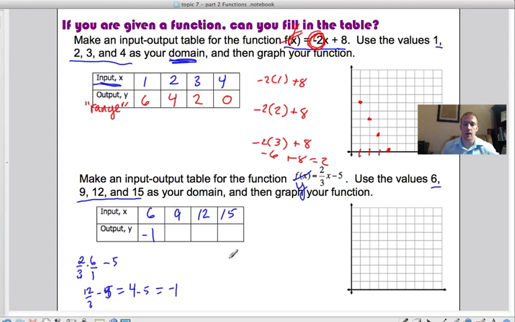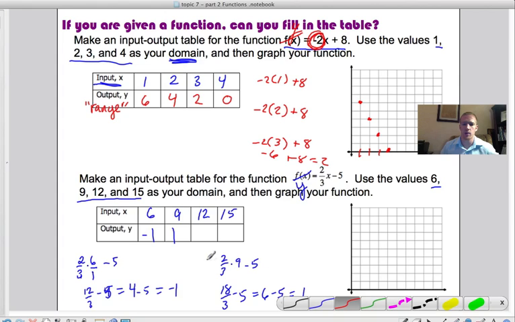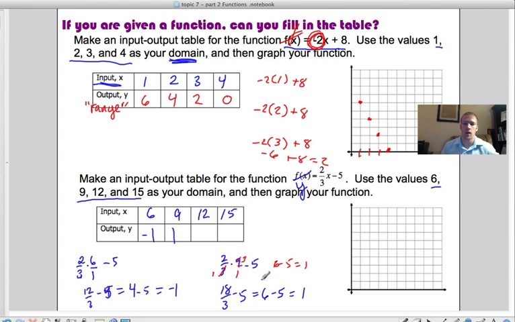Try the next one. 9. So 2/3 times 9 minus 5. So you can compute this out and get 18 over 3 minus 5. That gives you 6 minus 5 equals 1. What I would typically do, hopefully you guys know this, is just reduce the fractions. So 9 over 1 and 2 over 3 can reduce out the 3's. 3 goes into 3 once, 3 goes into 9 3 times, and that would give me 2 times 3, 6 minus 5 equals 1. That's the easier way to do it.